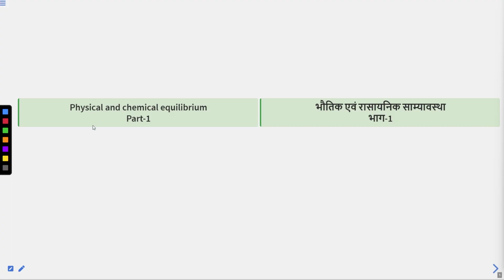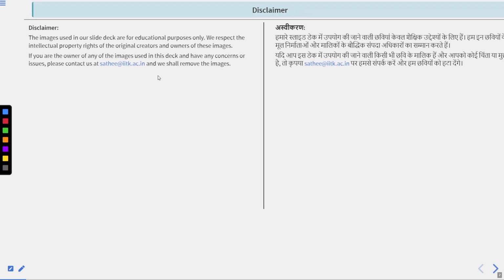Hello everyone. Today we are going to see some practice questions from the chapter Physical and Chemical Equilibrium, and this is our part 1. So let's start.